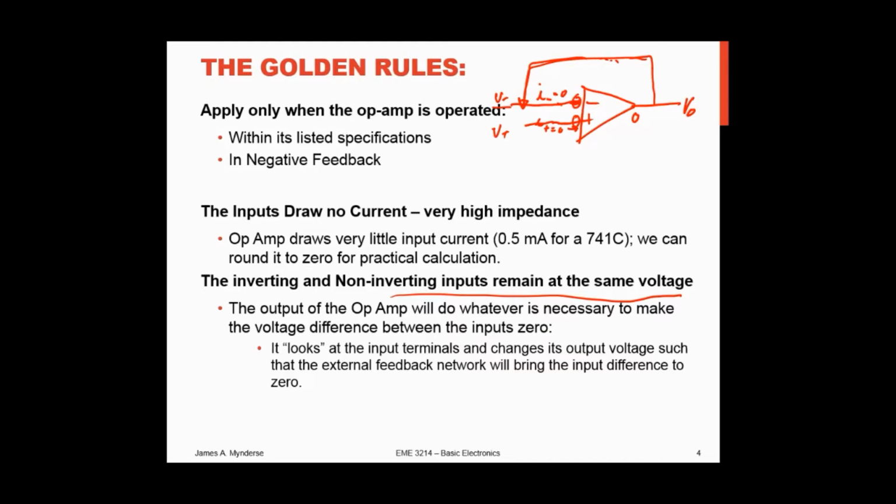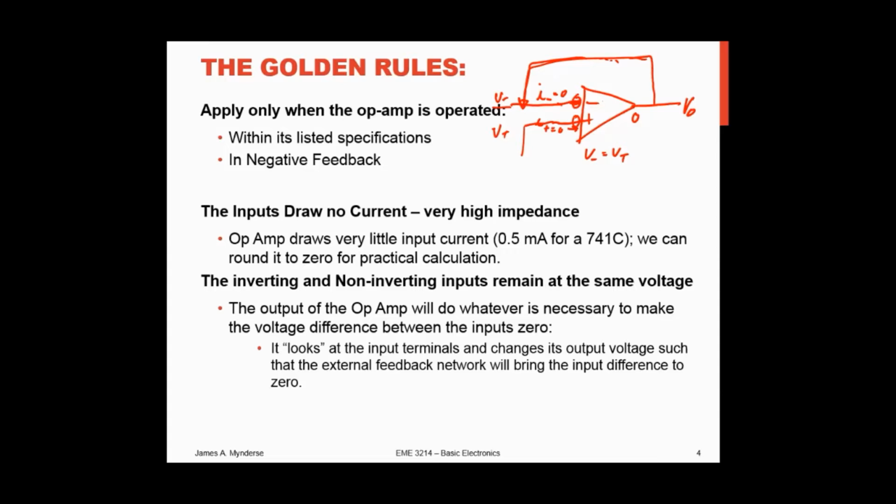So those two voltages, these voltages here, V minus equals V plus. And the high gain of that op-amp makes all that possible. So basically, it looks at the input terminals, and changes the output voltage such that the external feedback network will bring the input difference to 0.